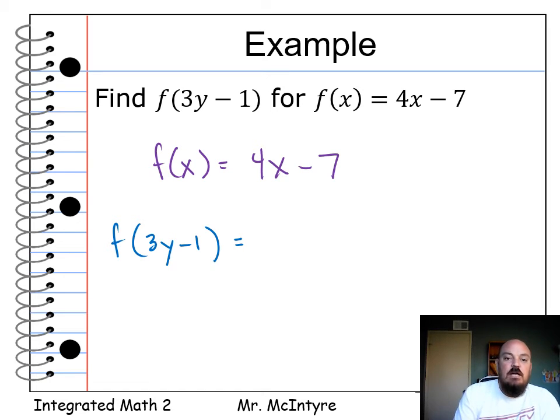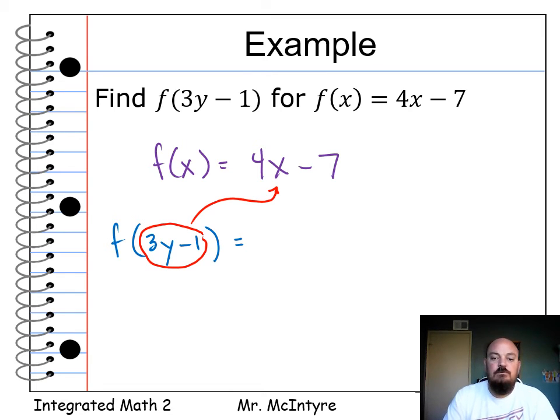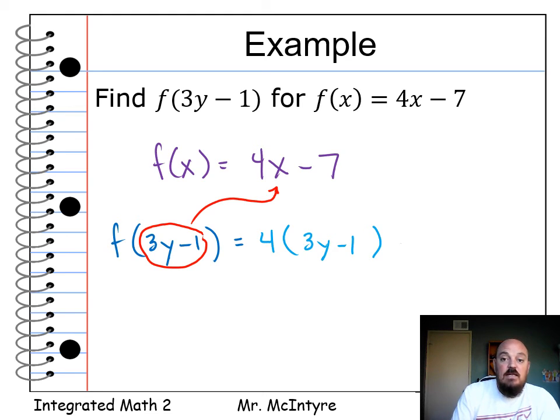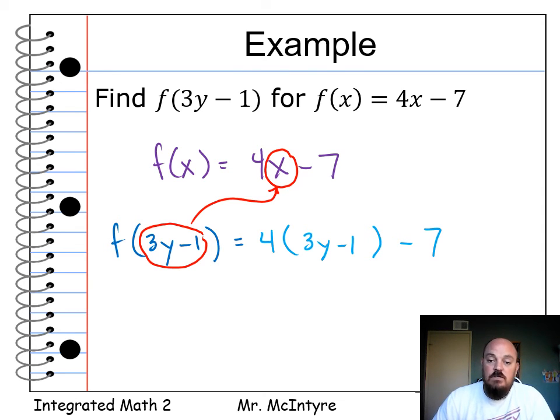So what I'm going to do, I'm going to take this 3y minus 1, and I'm going to substitute it right there for x. And what that would give me, I'll leave the 4. Now instead of the x, I now have 3y minus 1. And I still have the minus 7 on the end. So all I did was I recopied the original problem, but I changed this x here into 3y minus 1.